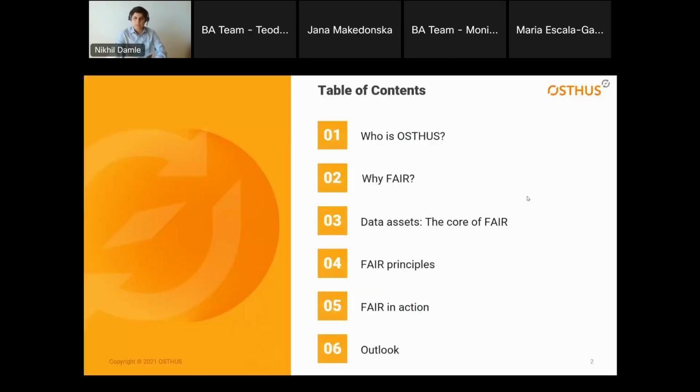I will first begin by introducing who we are, who is Ostrus. Do you see my pointer as well? Yes, we can see it. Okay, thank you. Then I will speak about why we need FAIR, what is the rationale behind FAIR. Then I will talk about the data assets, which really form the core of FAIR principles, and some tricks on how you can make your data assets FAIR. I will also introduce briefly what the FAIR principles are and demonstrate with two examples how the leaders in life science R&D are practicing these FAIR principles in their daily businesses.